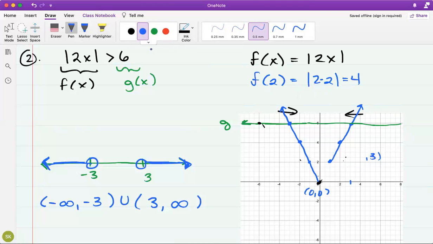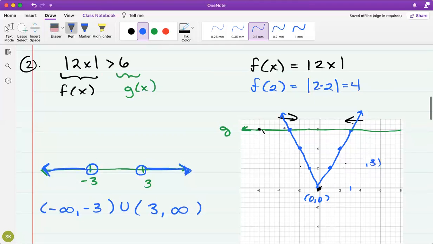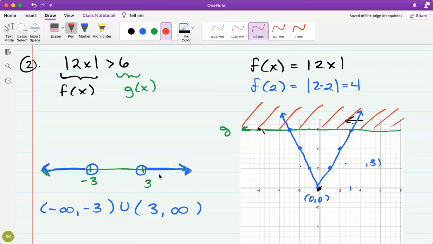And now let's think about what we're looking for. We want to know when our blue graph here, when is the y value bigger than 6. So if this is 6, we're looking for when we're above this line. And you can see that when x is equal to -3 or 3, we're actually on the line. But from -infinity to -3, we're above it. And then from -3 to 3, we're below the green line. And then from 3 to infinity, we're in the red area. So we get exactly the same answer by graphing.